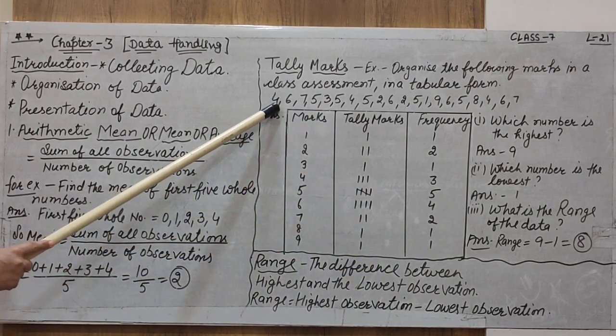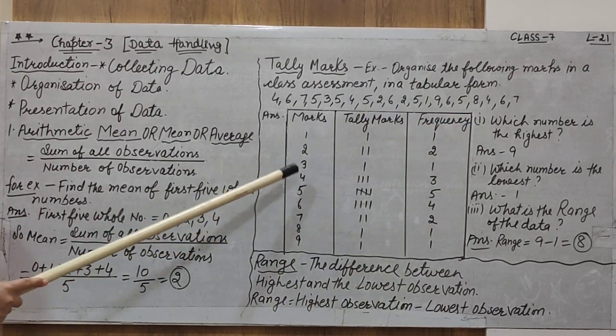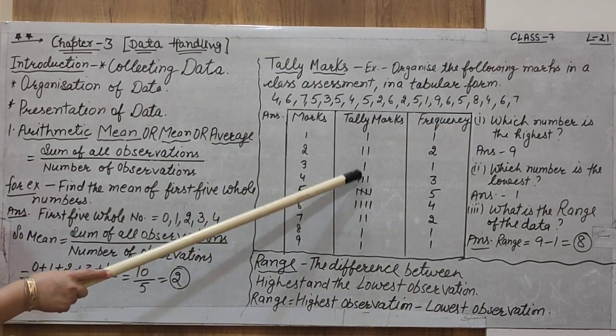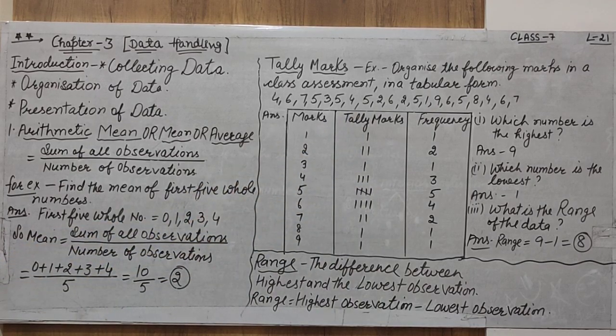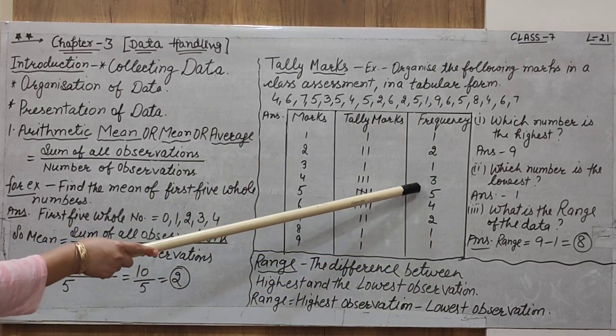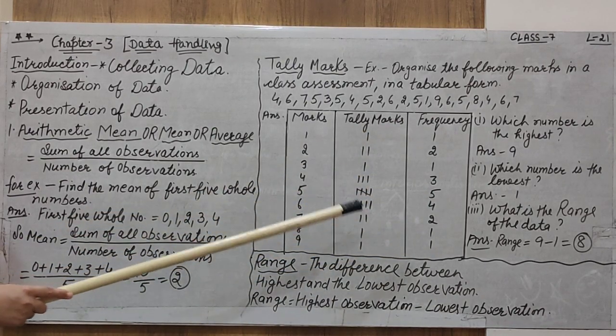Next 4. Count 1, then 2, then 3. So 4 is used 3 times. So we have to place 3 lines to show the tally marks. And its frequency is 3. Frequency is written in the numerical form. But these are the tally marks.